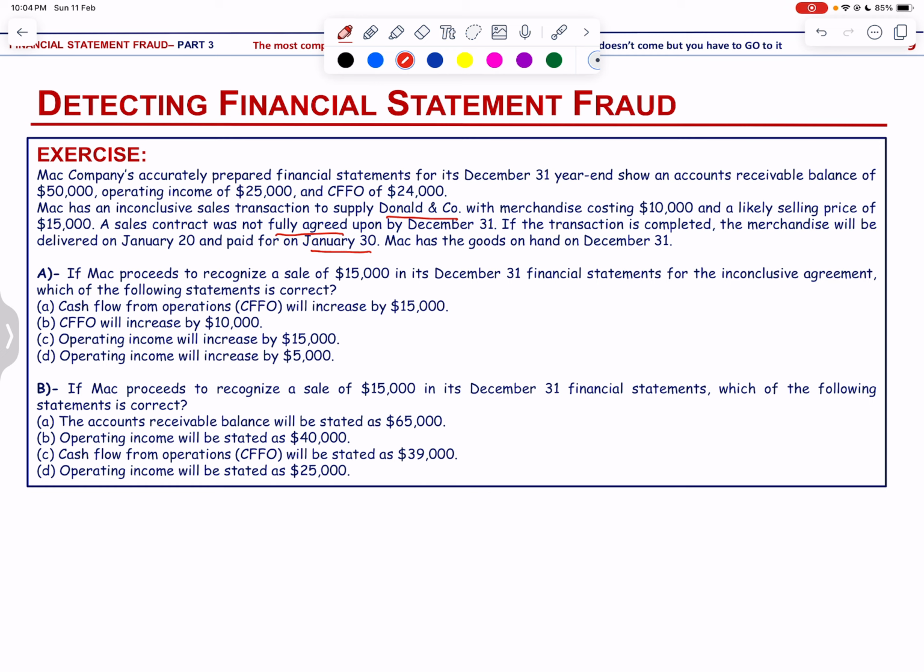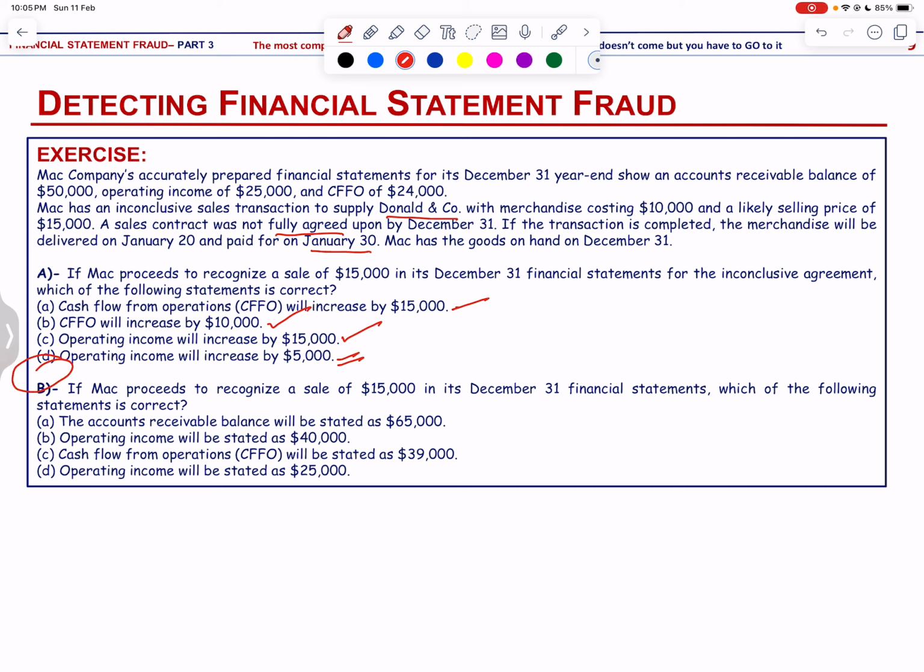Option A: cash flow from operations will increase by 15,000. So this is incorrect. Option B: CFFO will increase by 10,000. This is also incorrect. Option C: operating income will increase by 15,000. This is also incorrect. So option D is going to be the correct one.